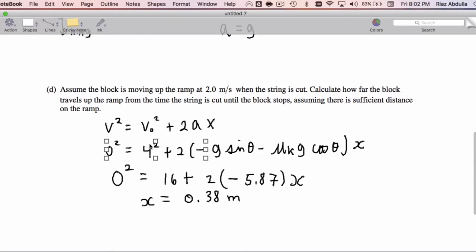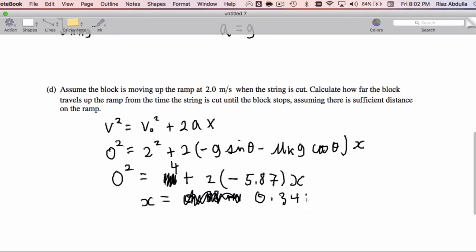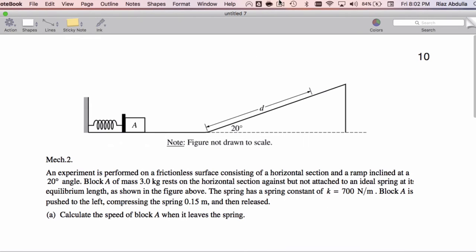It's because I got to correct this. It's 2 meters per second, so 0 squared equals 2 squared plus 2 times negative acceleration times x. And so this ends up being 4 plus 2 times that. And since I'm using 5.87, this is going to be 0.341 meters up the ramp. All right, so I believe that's problem number 1.